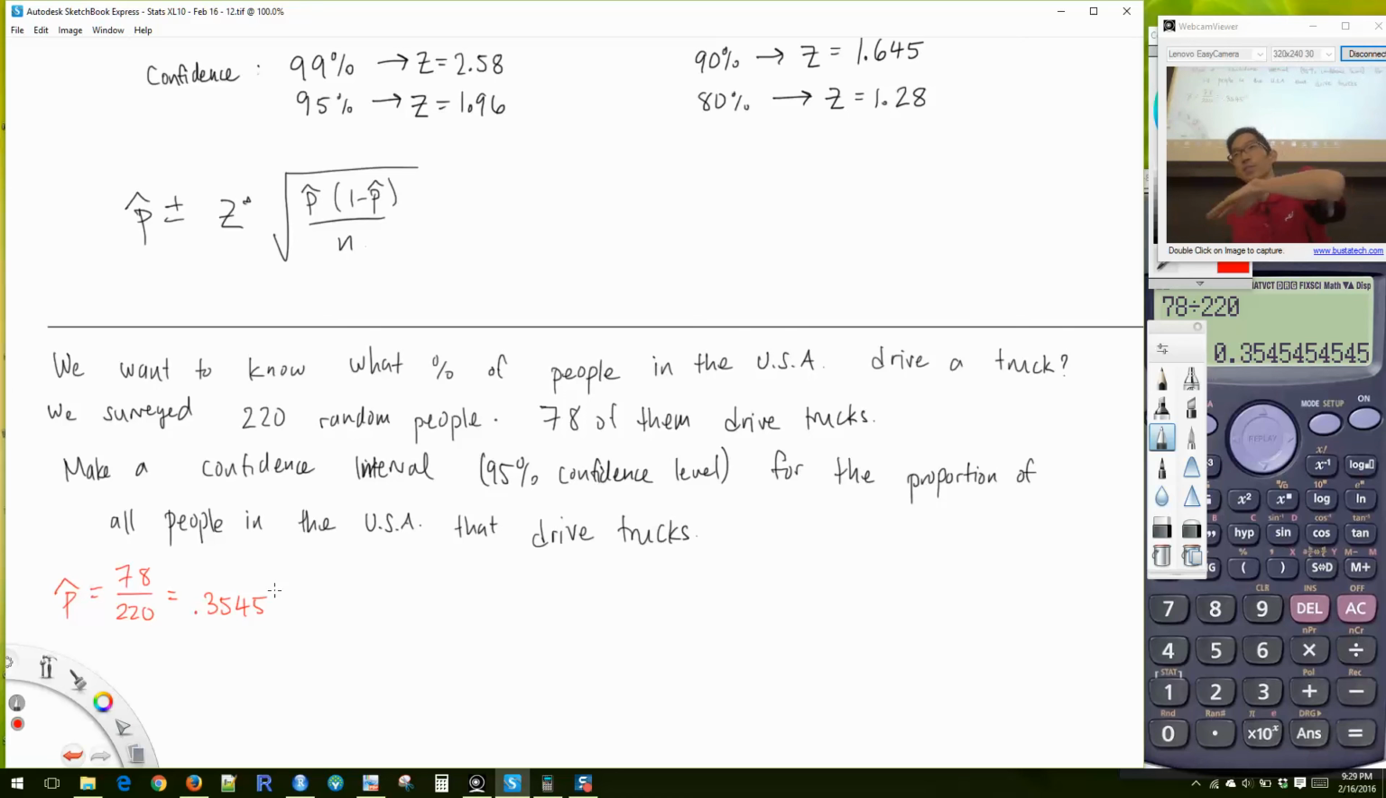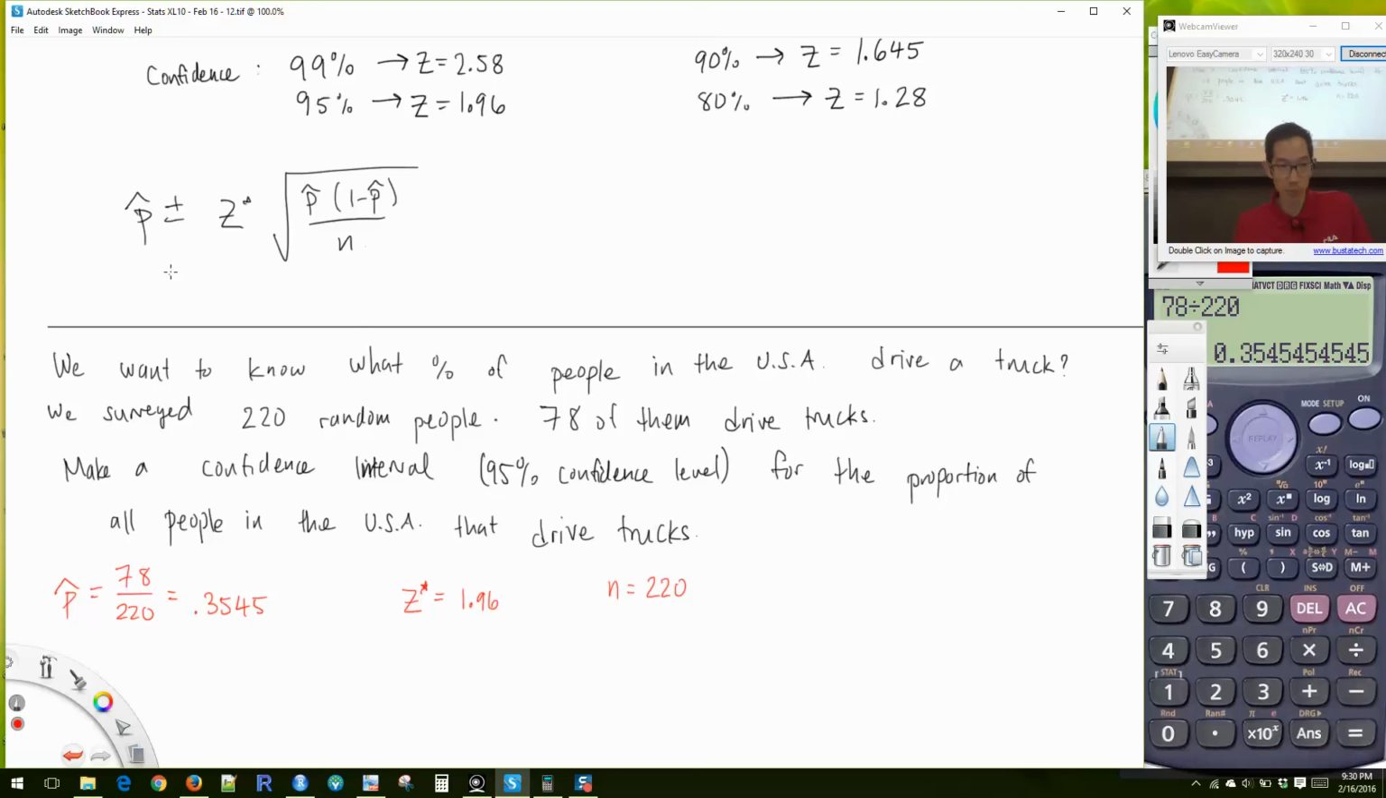So if we surveyed everyone in the United States, what percentage of them drive trucks? Well, probably something around 35%, maybe more, maybe less, we don't know. So what we've got to do is figure out the give or take amount. Because it says 95%, we know that the z star we're going to use is 1.96. And what is the n that we're going to use? It's our sample size, 220.